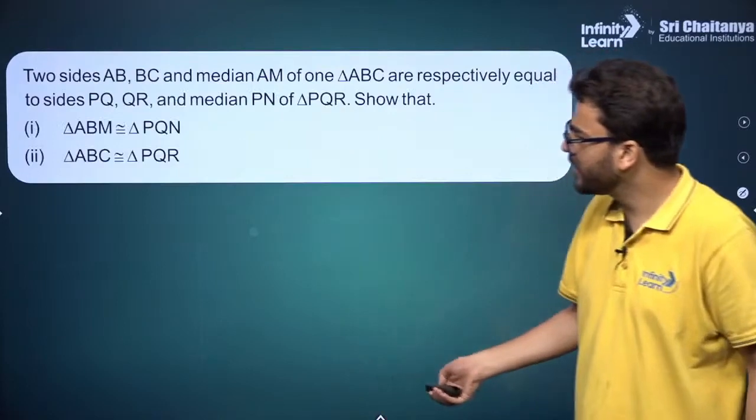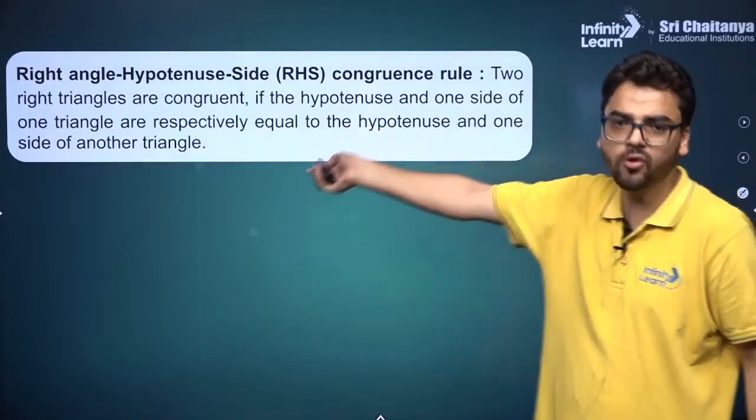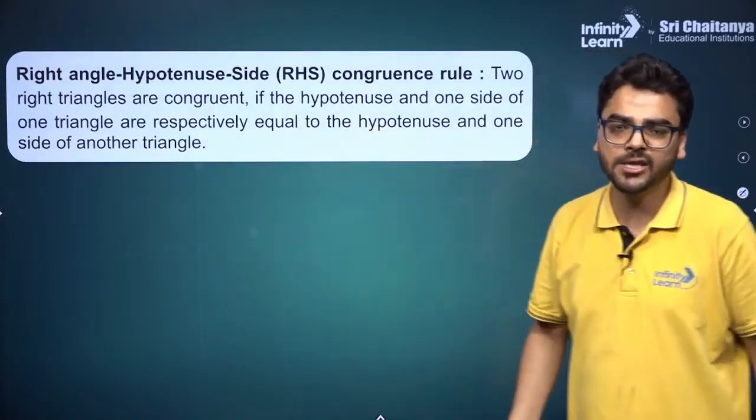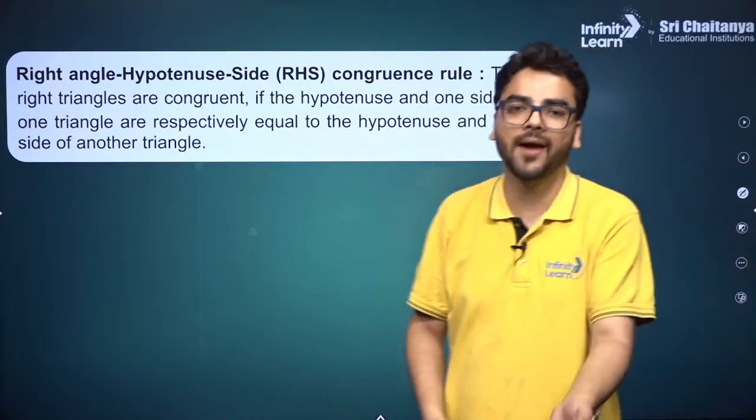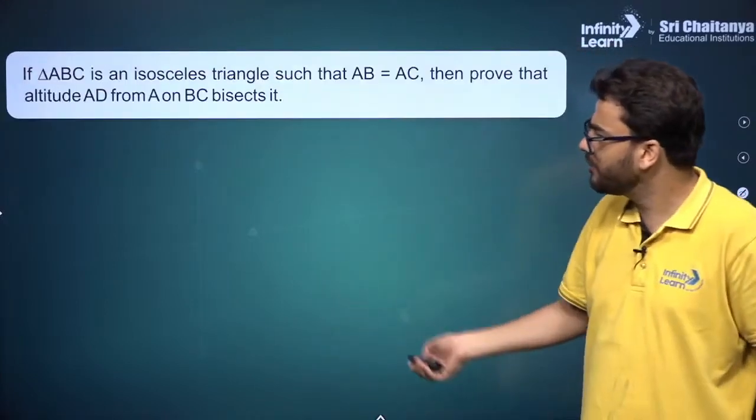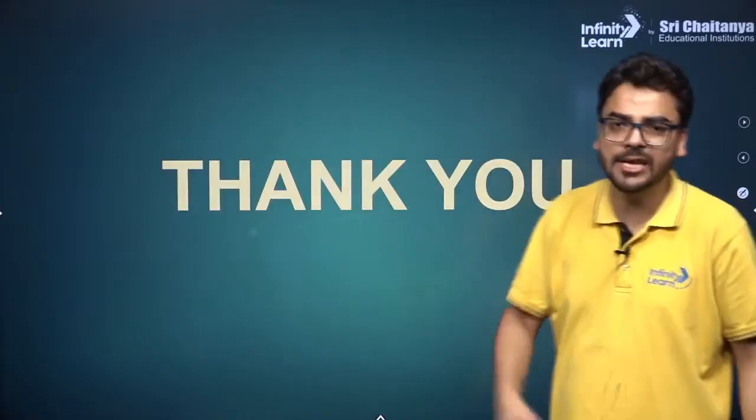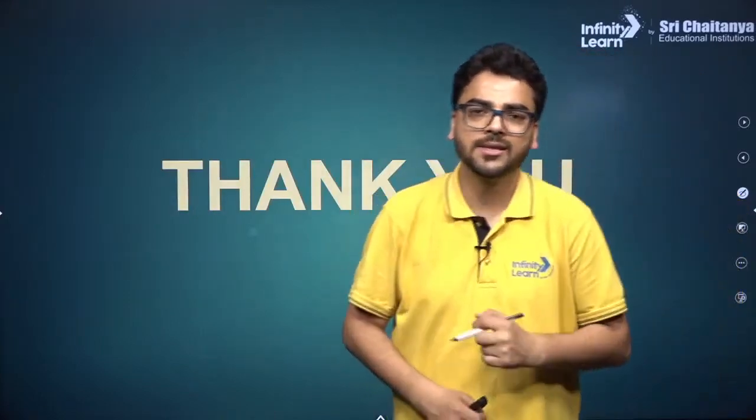So there are other questions as well, and one more congruency criterion, that is the RHS congruency criterion, which is there in right angle triangles only. So we'll do them in the next session, and we'll be practicing many more questions in the subsequent sessions as well.